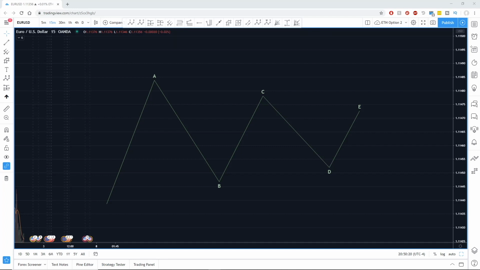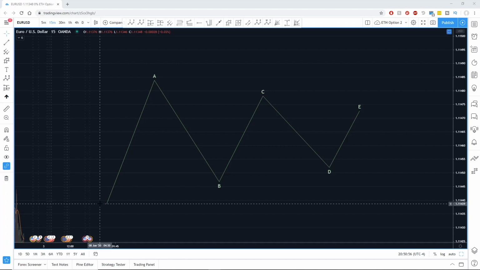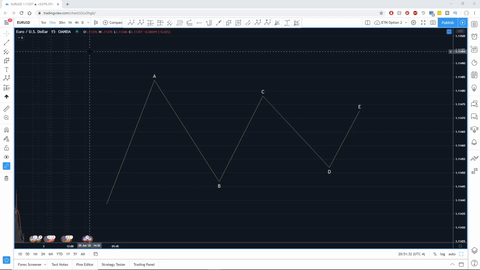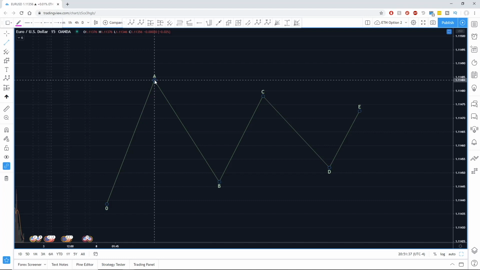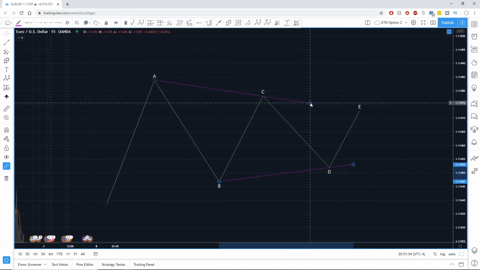Oh, and of course, don't forget that each of the waves in a triangle overlap the previous wave. This is very similar to diagonals from part 2 of this tutorial series. Once we have our 5 waves drawn out for a triangle, we then draw 2 lines to signify that we actually have a triangle in play. The first of those lines connects the AC, just like this, and the second connects the BD, just like this.